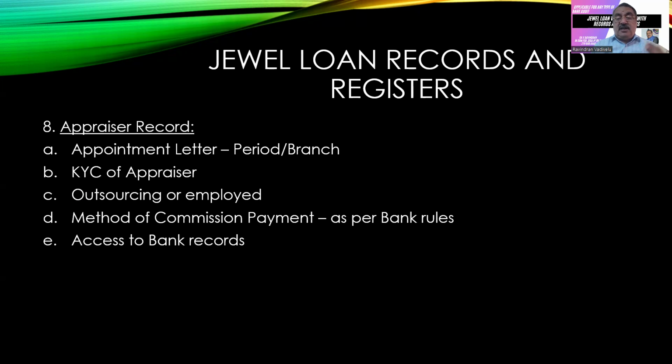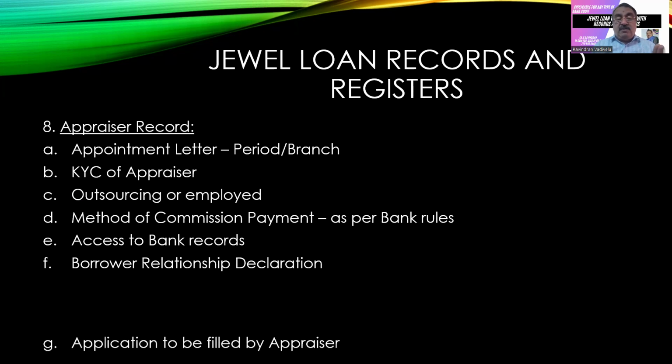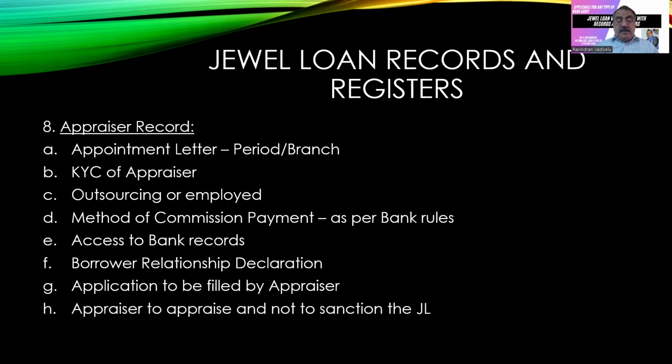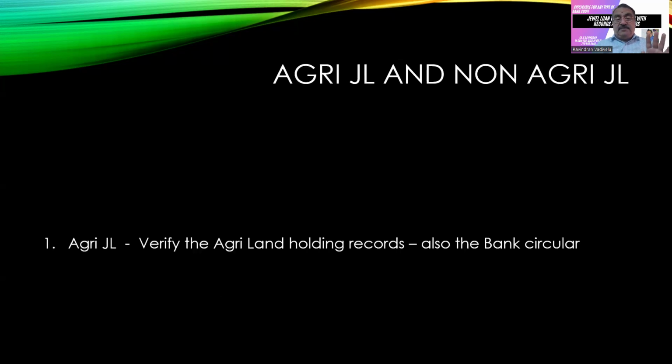And to what extent the appraiser has got access to the bank record, that also you have to verify. The appraiser has to give you a declaration that he is not a relative. So a borrower relationship declaration must be there for each and every loan, and this declaration must be given by the appraiser. The application has to be filled by the appraiser, and all those details have to be verified by the borrower. Then only the borrower has to put the signature. The appraiser is there to appraise and not to sanction the jewel loan. So please see, this is a very, very important area. He is there only to appraise the jewels and not to sanction the loan.